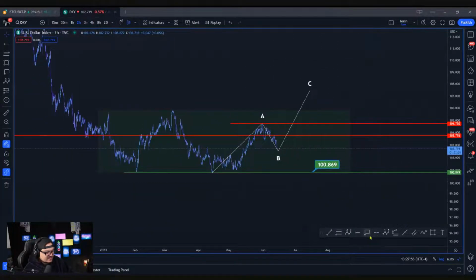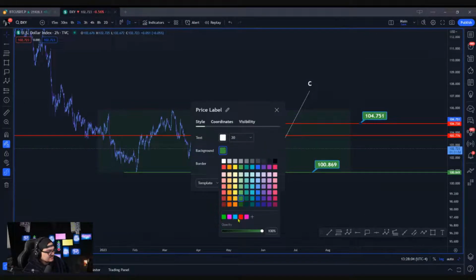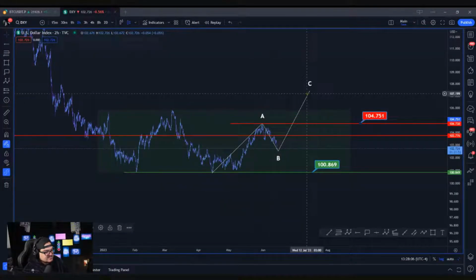But to me, those are pretty much the main two scenarios I have because of what's been going on and how the DXY has been significantly moving to the downside. So either we are going to find support soon, continue higher, or we are going to put in one more possible low and then consider going higher.